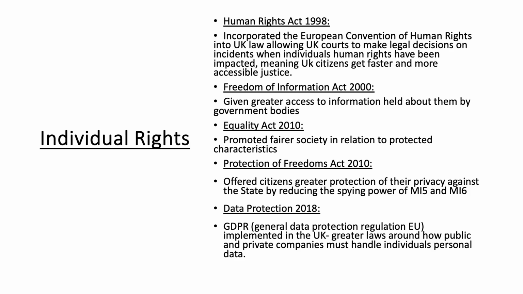So moving on to individual rights, we've got the Human Rights Act of 1998, which incorporated the European Convention on Human Rights into UK law, allowing UK courts to make legal decisions on incidents when individual human rights have been impacted, meaning UK citizens get faster and more accessible justice. The Freedom of Information Act 2000 gave the public greater access to information held about them by government bodies.